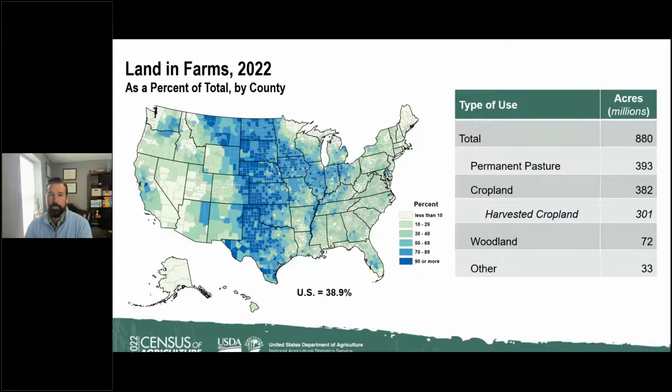In terms of agricultural land use, permanent pasture and cropland are the two major uses, with under 400 million acres each. There were 301 million acres of harvested cropland in 2022, and woodland and other uses added just over 100 million acres to round out the total. Next slide.